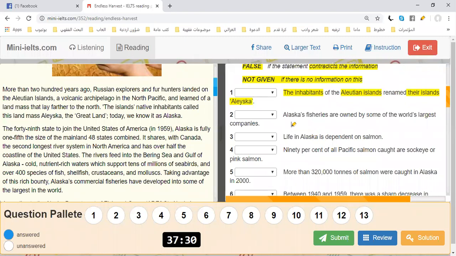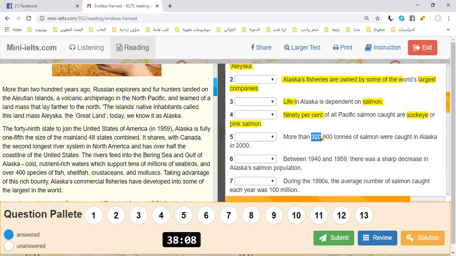Two, Alaska's fisheries are owned by some of the world's largest companies. Some of the world's largest companies. Three, life in Alaska is dependent on salmon. Four, 90% of all Pacific salmon caught are sockeye or pink salmon. So this is two types of salmon.